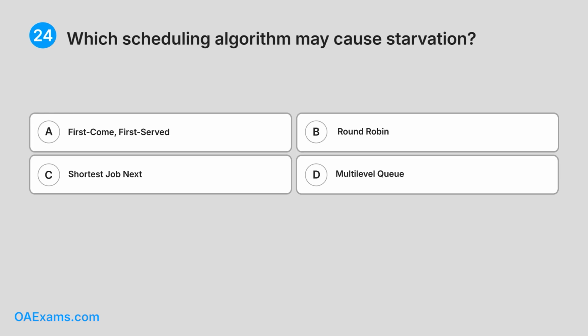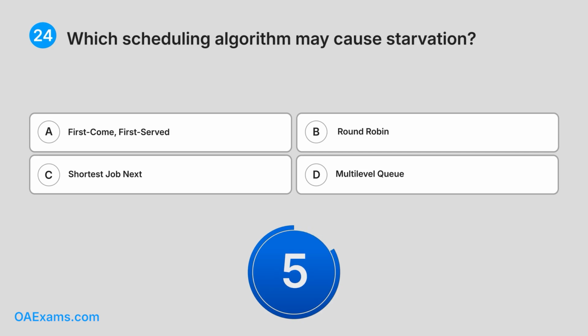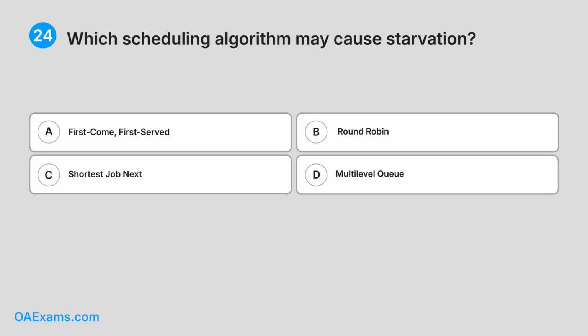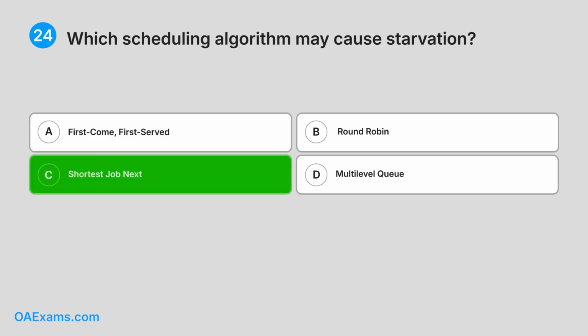A. First come, first served. B. Round robin. C. Shortest job next. D. Multi-level queue. Can you guess the answer? Correct answer: C. Shortest job next.